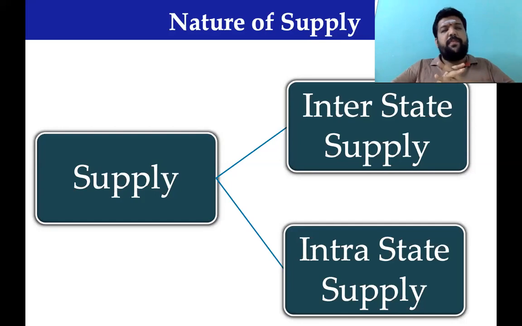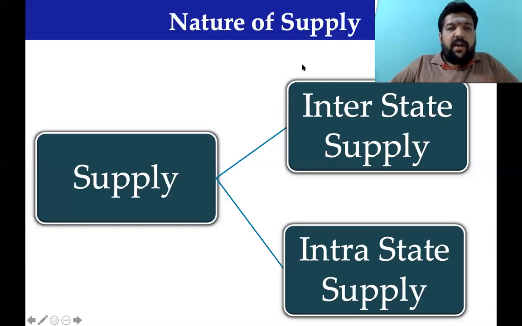As part of our discussion relating to nature of supply, interstate supply, Section 7 of the IGST Act discusses it. Let me repeat. When a particular transaction will be called an interstate supply is a specific discussion made under Section 7 of IGST. Similarly, when a particular transaction will be called an intrastate supply is a discussion forming part of Section 8 of the IGST Act.